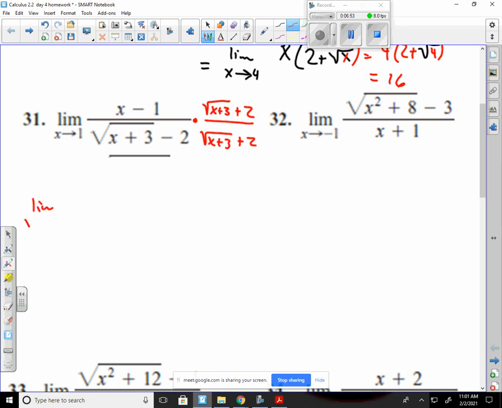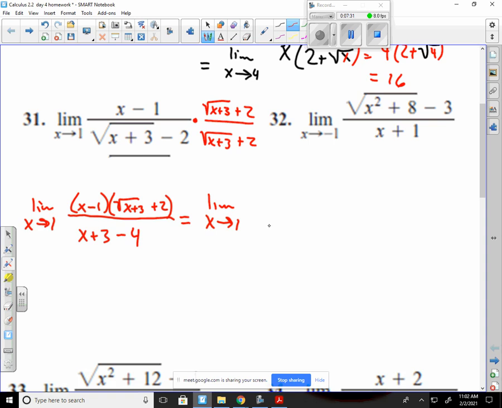Multiply the bottom out. Limit as x approaches 1. Leave the top in its unmultiplied form. Square root of x plus 3 plus 2. On the bottom, this is going to give me x plus 3 and then minus 4. Now I can simplify this bottom because it's x plus 3 minus 4. It gives me the limit as x approaches 1.